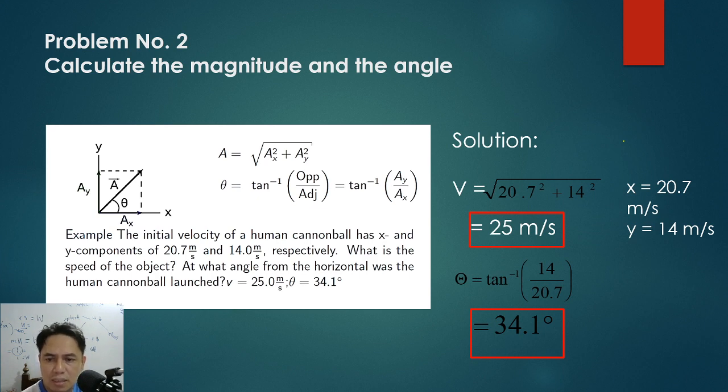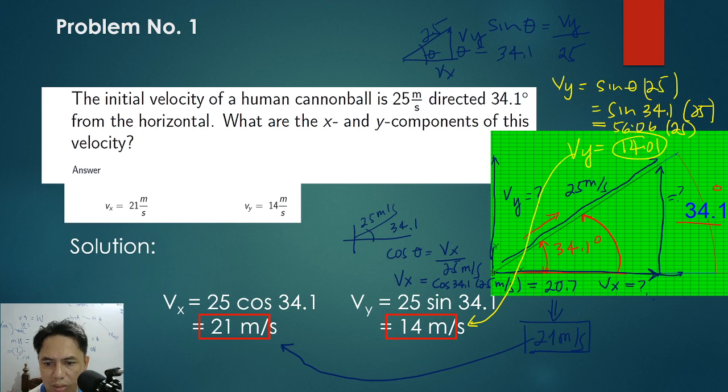So I think this is just the reverse of problem number one. In this problem, the given are the x and y components, which is what I think we have solved a while ago, right? 20.7. Look at this 20.7, right? That is the exact x component, and then it was rounded up to 21.